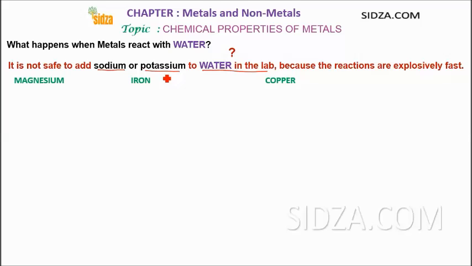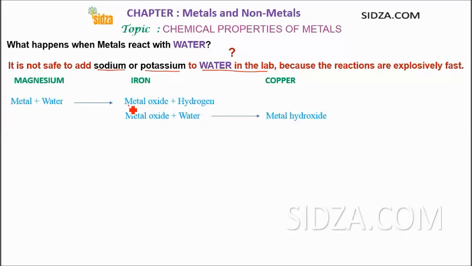Now when metals react with water, they form the metal oxide and hydrogen gas. The metal oxide here then again reacts with the water and forms metal hydroxide. And these reactions are normally exothermic. The hydrogen gas which is released here can catch fire when we use metals like sodium and potassium.